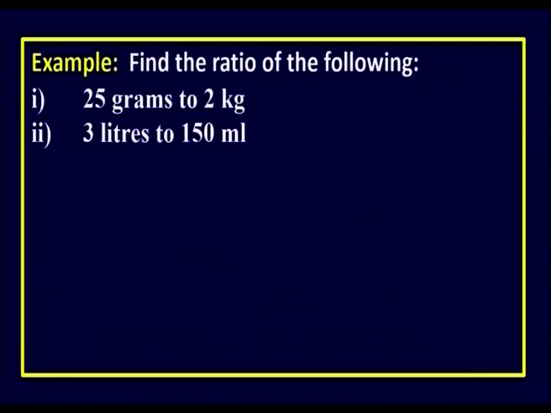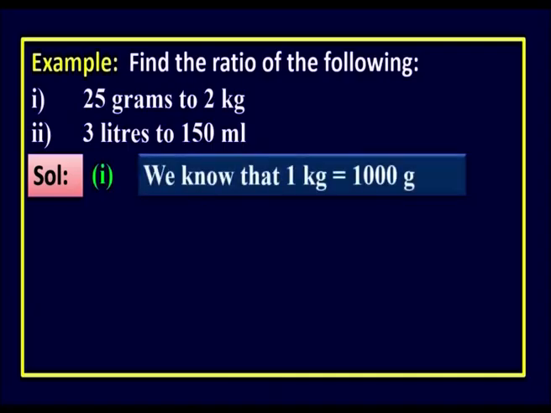Find the ratio of the following: 25 grams to 2 kgs and 3 liters to 150 ml. Let us see the first one, children. So, we know that here both are in different units, right, children? 25 grams and 2 kgs. So, first we need to convert them into same units.